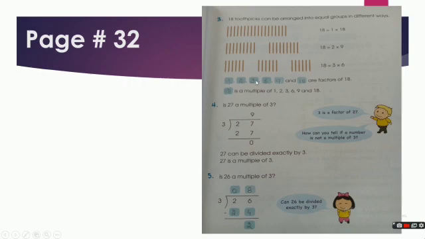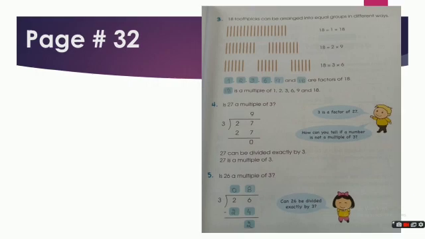So 1, 2, 3, 6, 9 and 18 are factors of 18 because 18 is coming in all these tables, and 18 is a multiple of 1, 2, 3, 6, 9 and 18 because we get 18 after multiplying these numbers with each other. Now question number 4: is 27 a multiple of 3?